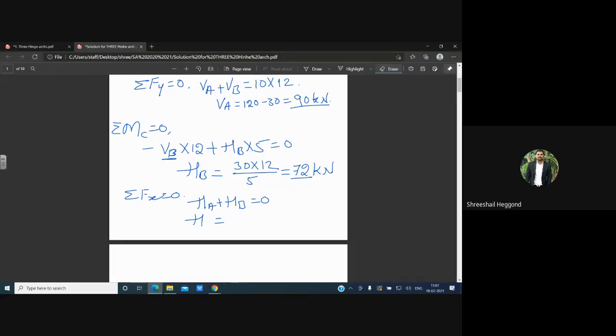Then only you get the positive value, that is 72 kilonewton. Why? Because HA is towards right and HB is towards left. Therefore, both will be having the opposite side. If you are writing HA positive, HB will be negative, equal to 0. And equal value will be there for both the horizontal reactions with the opposite sign. That is 72 kilonewton.